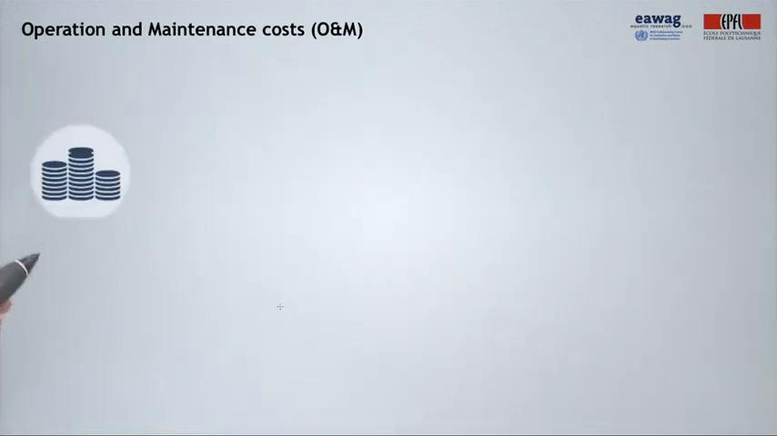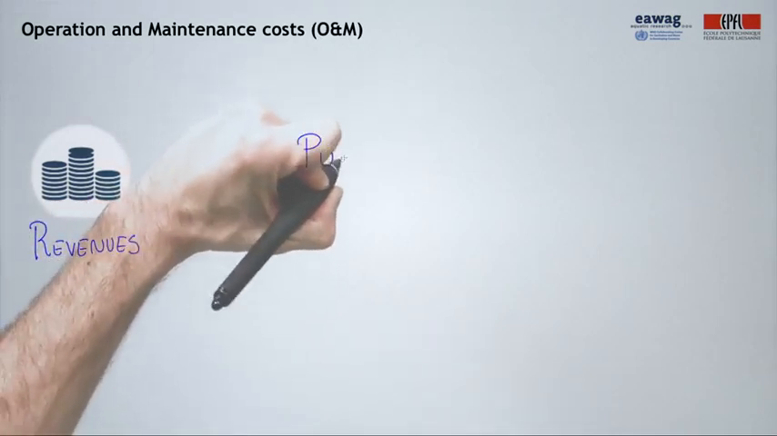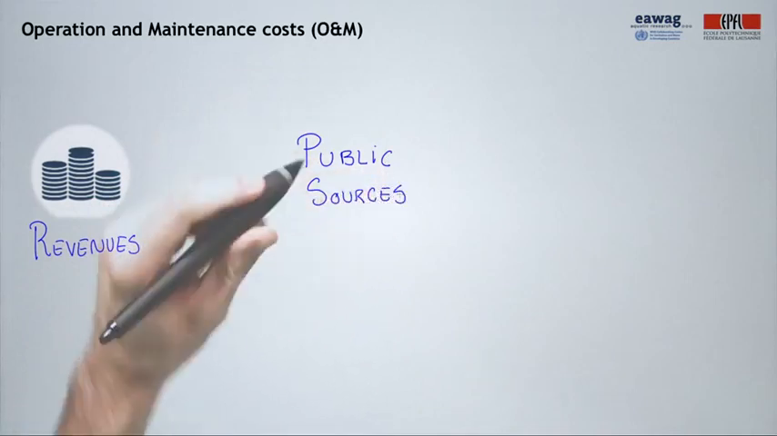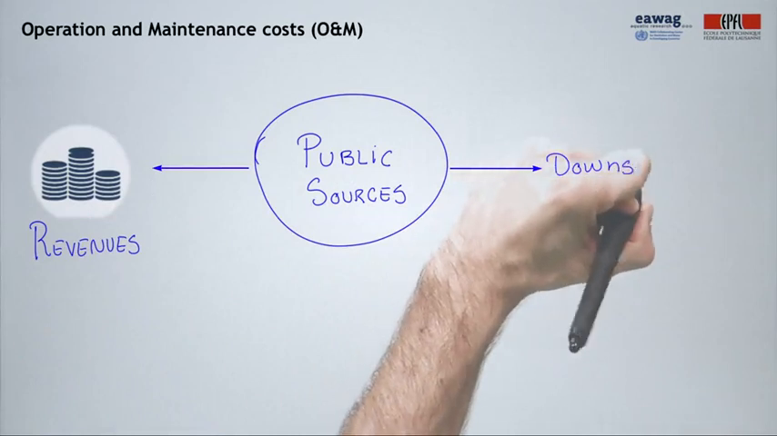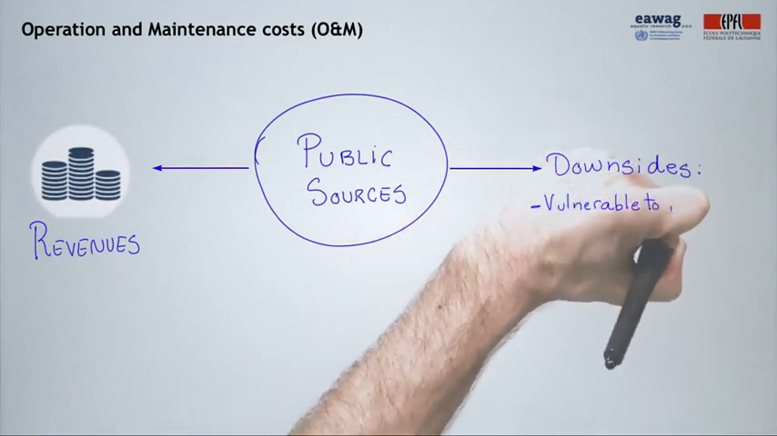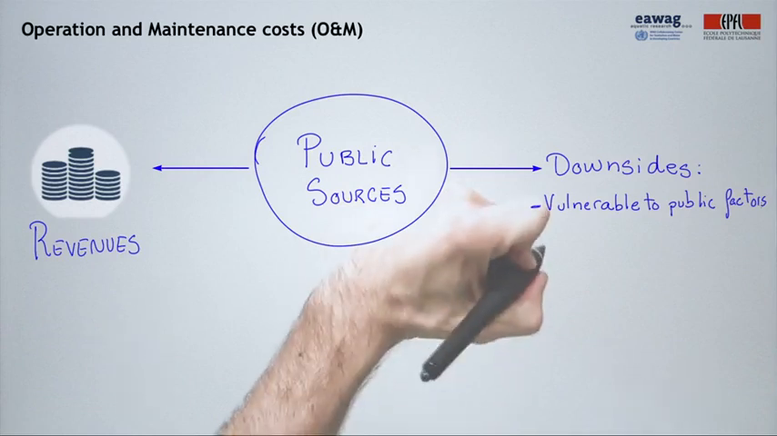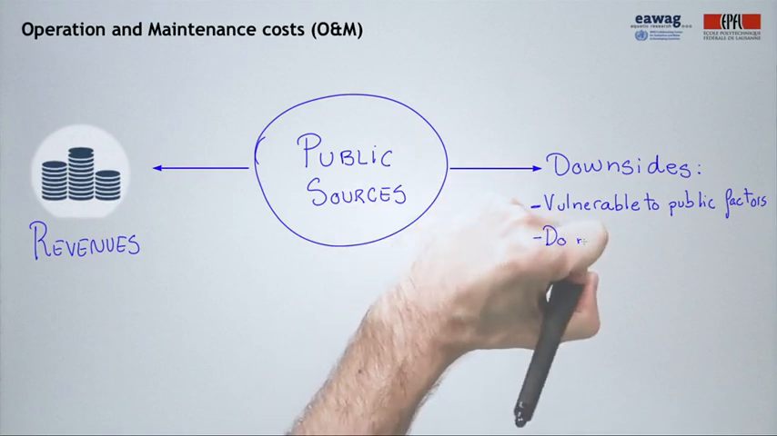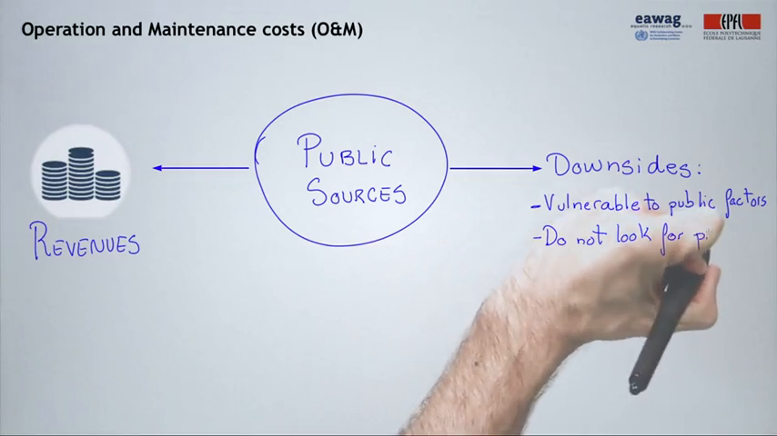The money required to cover this cost is called revenues, which mainly come from public sources. Public financing systems have 2 main downsides. On the one hand, they are vulnerable to political factors and national economic problems. In Bengaluru, India, and Managua, Nicaragua, for example, fees are being kept low due to political reasons rather than affordability issues. On the other hand, public services are often not looking for profit, but are rather run as a cost center.